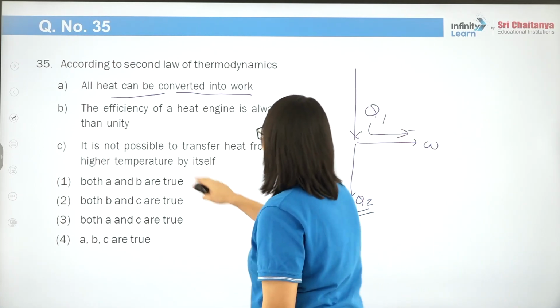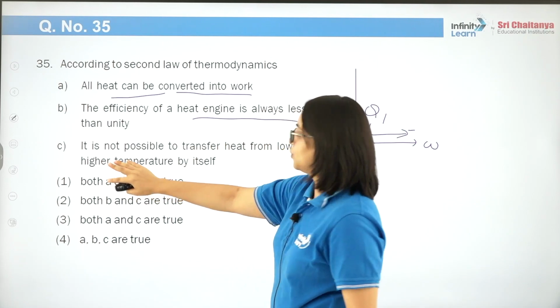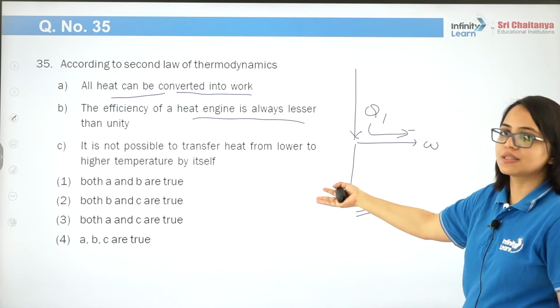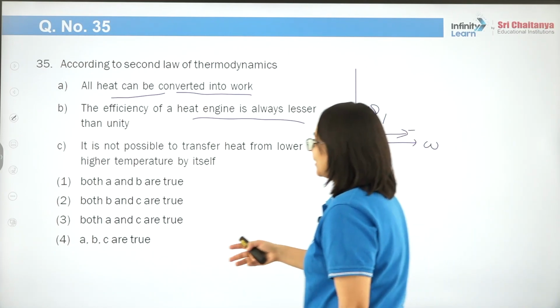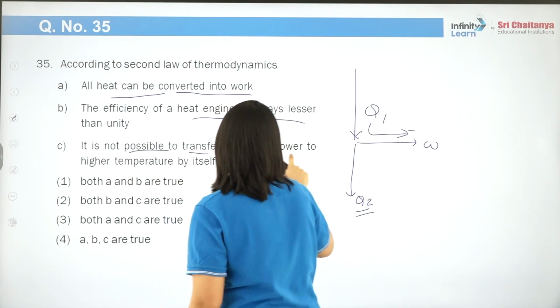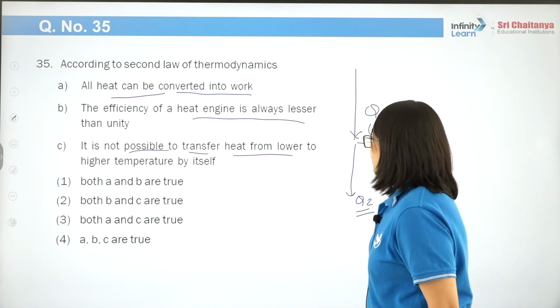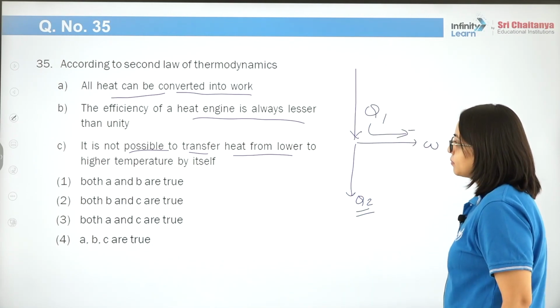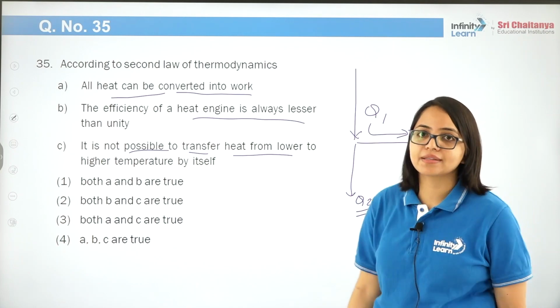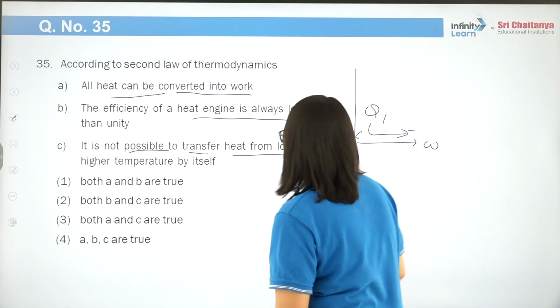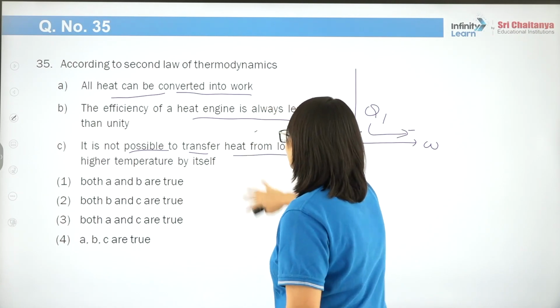Second, the efficiency of a heat engine is always lesser than unity. That is true. That is why the second law of thermodynamics is here, right? The third one says it is not possible to transfer heat from lower to higher temperature by itself. Yes, we have two statements, the Kelvin-Planck statement and the Clausius statement. So these two are nothing but the Kelvin-Planck and Clausius statements.